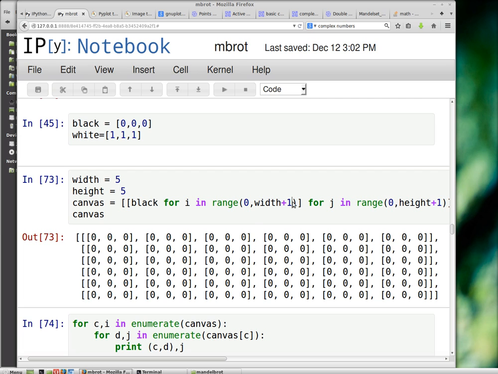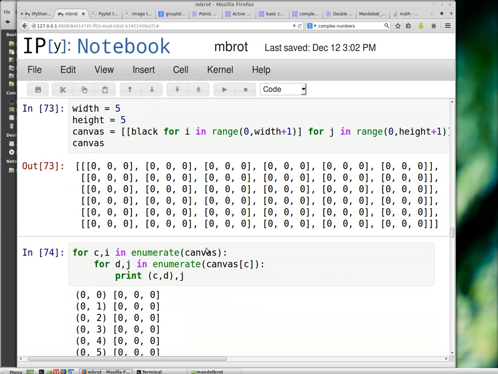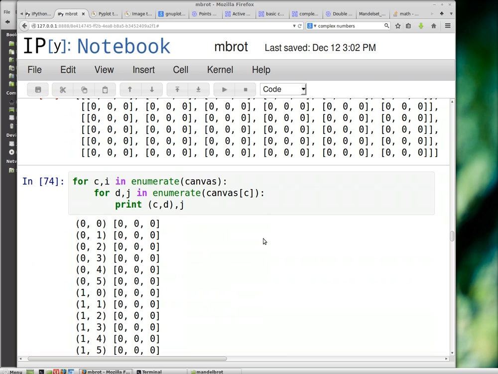And because I actually add one here, it's 6 by 6, isn't it? Instead of being 5 by 5. So it's 6 by 6. And right now everything is black. So I'm going to go through here, and when I find a point that's in the Mandelbrot set, I'm going to turn it white. And so, is that right? Yeah, that must be right. So the Mandelbrot set is going to be white, and the background is going to be black.